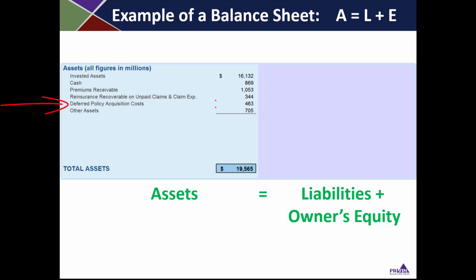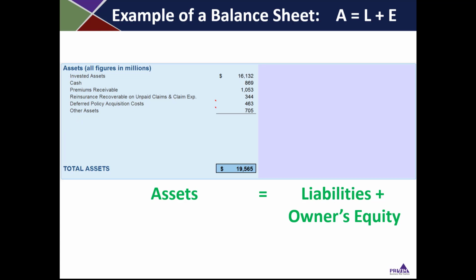And then here's deferred policy acquisition costs that we saw in the income statement. It's where the policy acquisition costs, which are mainly commissions, are held until you match them in the future to earned premiums, or you amortize them, as we saw in the income statement. And then other assets, buildings that you might own, property, etc.